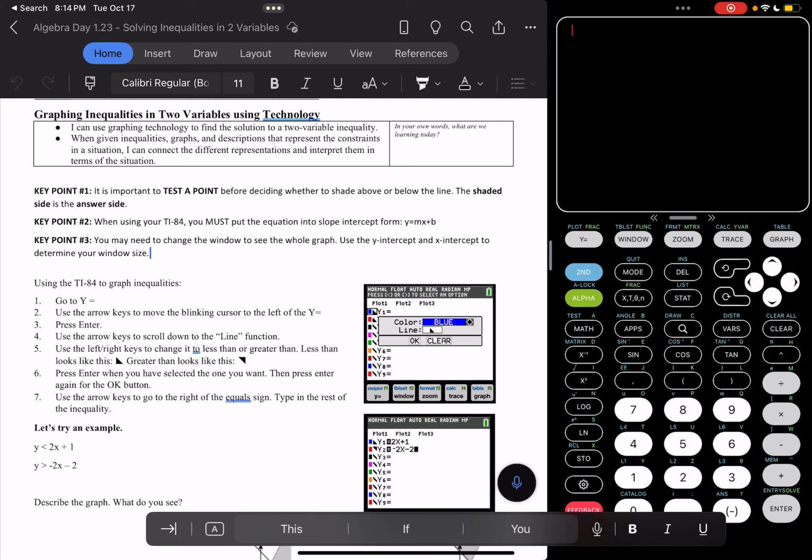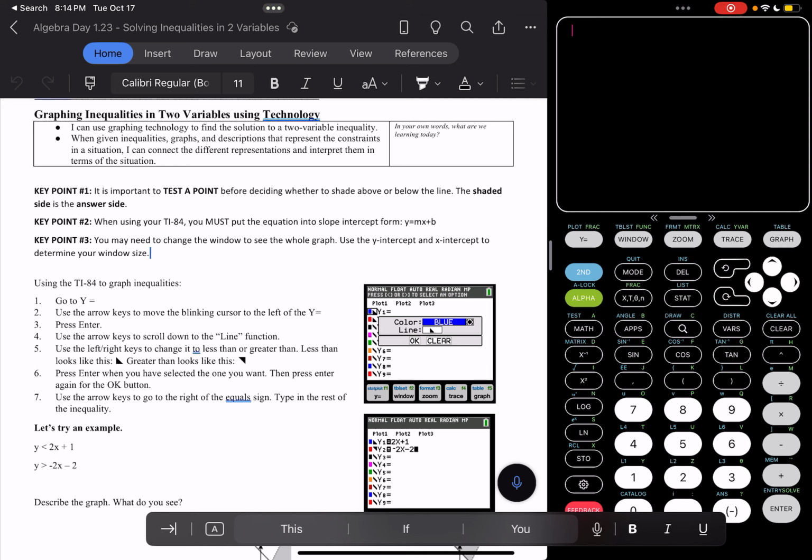I'm going to start today just by going over using the TI-84 to graph because not everybody was in class today. And so I want to make sure everyone gets a chance to kind of see this. If you want to fast forward to the homework, feel free to do so.